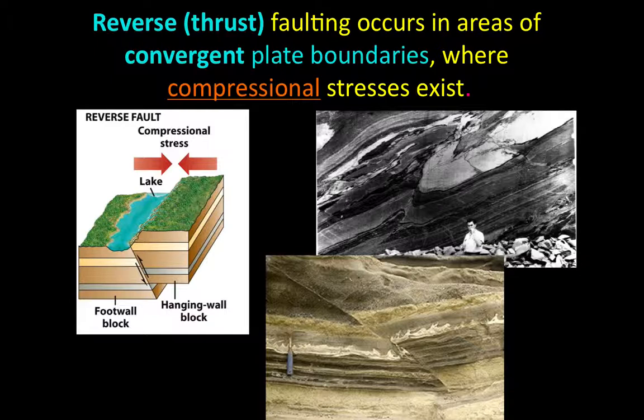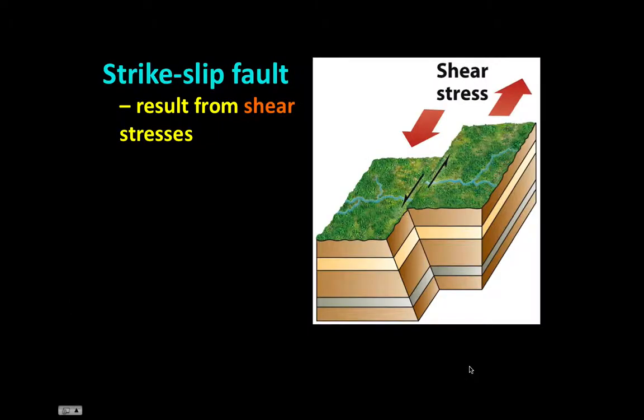Now the compressional stresses will occur in areas where you have convergent plate boundaries. And so if you ever see this type of action where a faulted block, the upper block, is moving upwards, that tells you that a convergent plate boundary existed in that zone in the past. Now the last type of fault is called strike-slip.